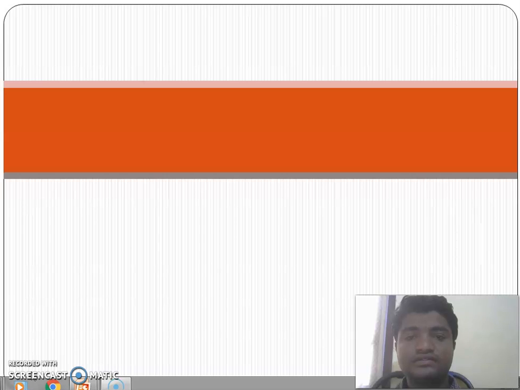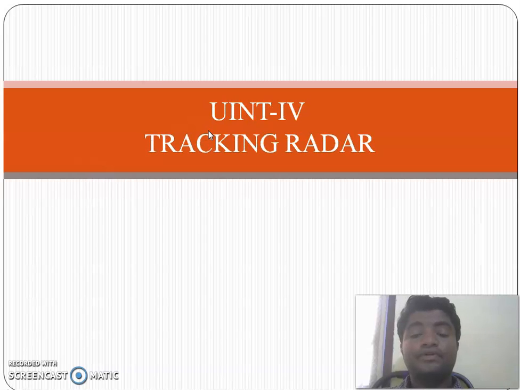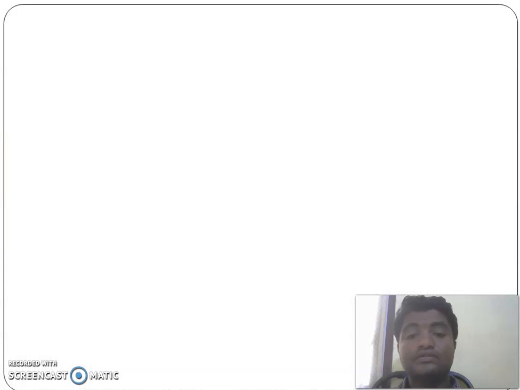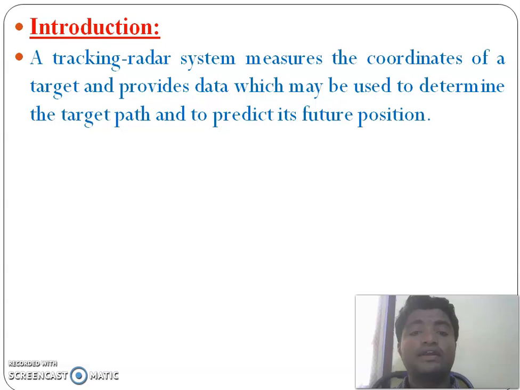In today's class, we are going to discuss Unit 4. Unit 4 is tracking radar. The tracking radar is used to find the position of the target and to predict the future position also. A tracking radar system measures the coordinates of the target and provides data which may be used to determine the target path and to predict the future position.